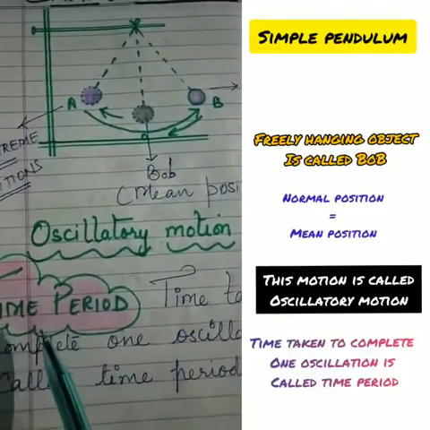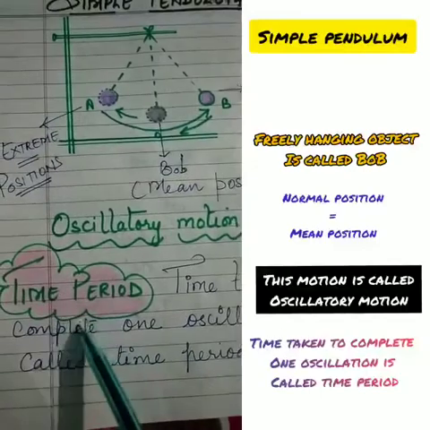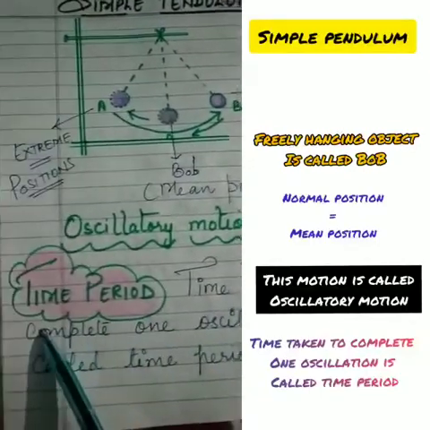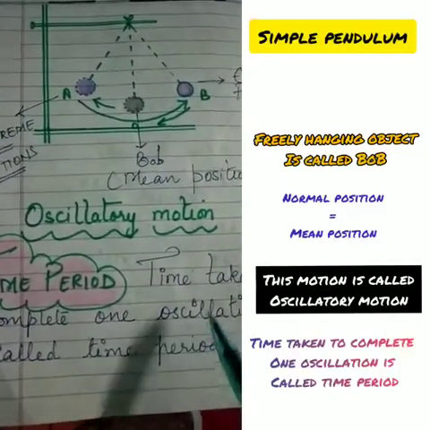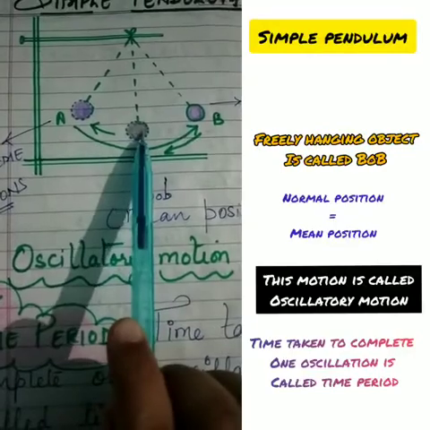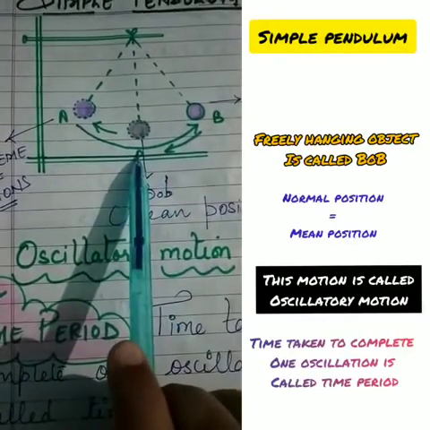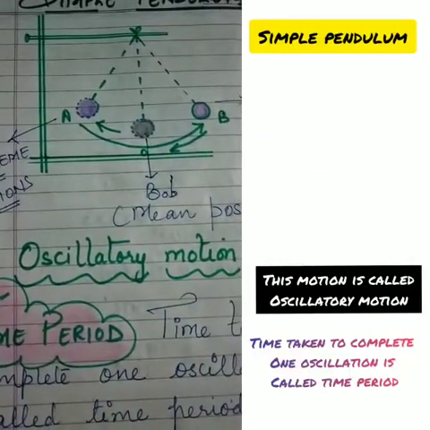Now, what is the time period? Since it's a time measuring machine, we'll discuss the time period. What is time period? Time taken to complete one oscillation is called the time period. That means the time in which the bob moves from O to A, again to B, and then from B to O is called the time period of the simple pendulum.